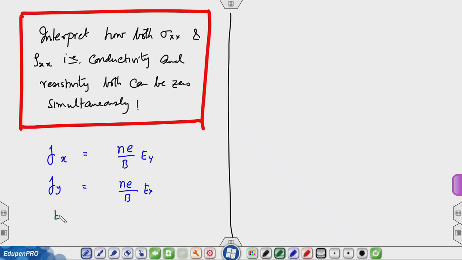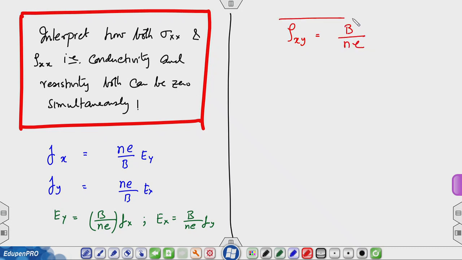So, I have E Y equals B over N E J X, and E X equals B over N E J Y. So, resistivity rho x y is equal to B over N E. That is the Hall resistivity.